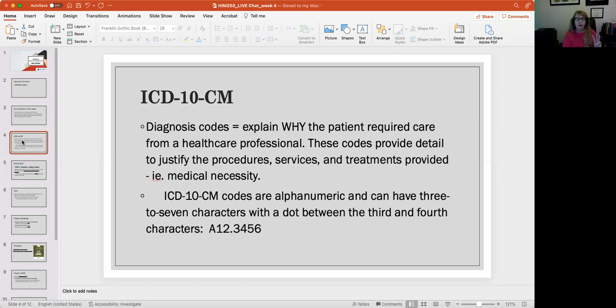Minimum of 3 characters, always beginning with a letter of the alphabet, followed by numbers and/or letters. And this is a code with a dot between the 3rd and the 4th character. Okay.